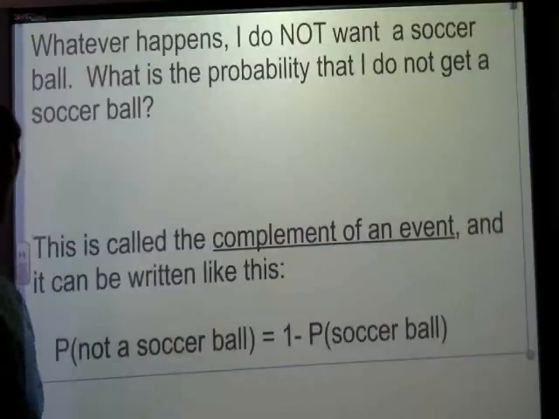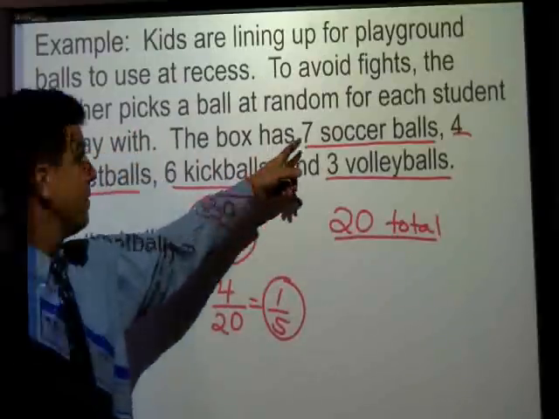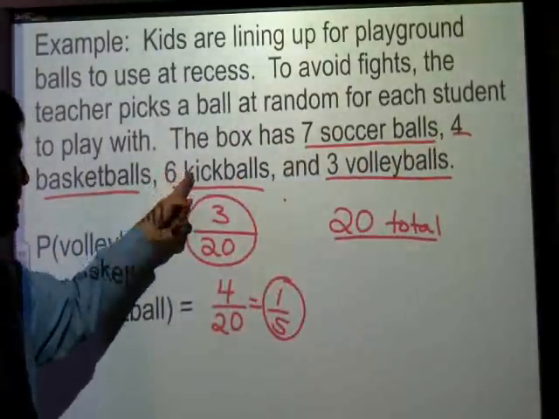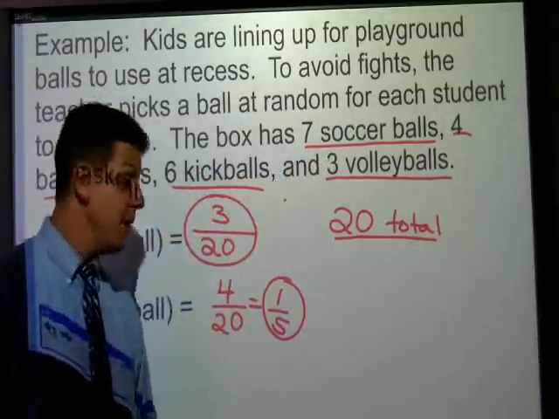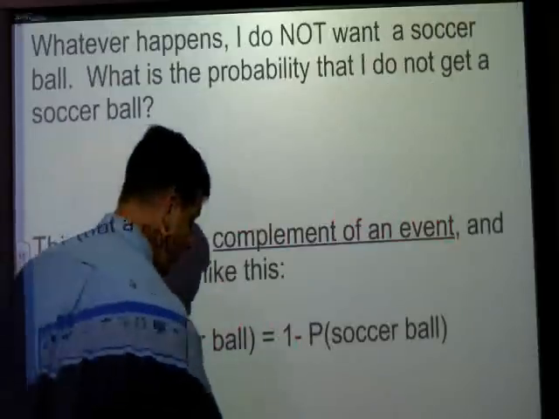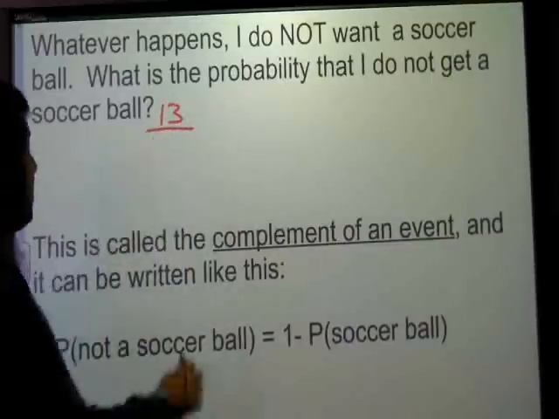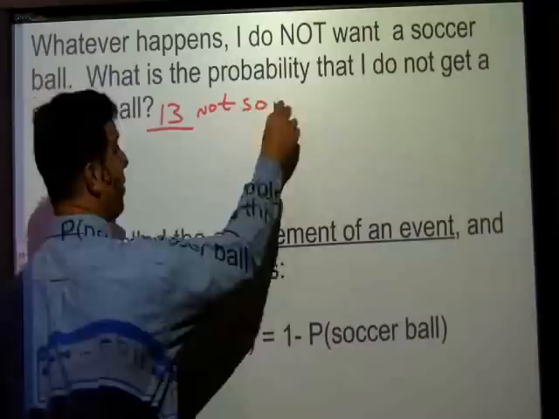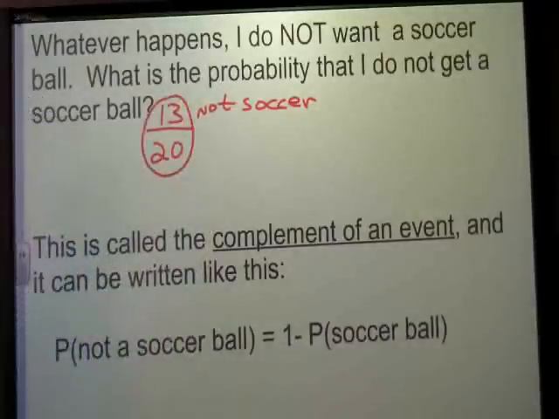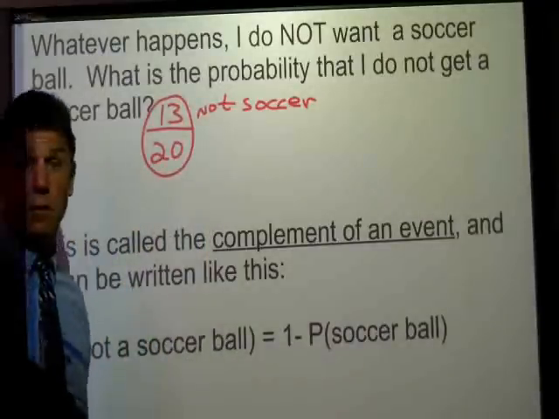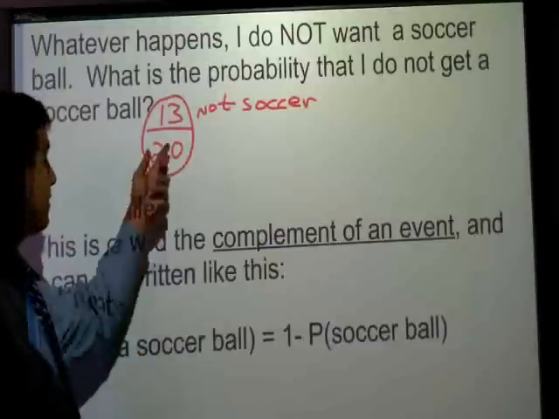Now, there's two ways to do this. First way is to go back and say, okay, well, there's 4 basketballs, 6 kickballs, 3 volleyballs. That's 4 plus 6 is 10 plus 3 is 13. So there's 13 balls that will allow me to have a favorable outcome. 13 balls that are not soccer balls out of 20 total. So the probability that you not get a soccer ball is 13/20, which is good. Right? It's more than half. So it's more likely that I don't get a soccer ball than I do get a soccer ball. Okay, so that's the probability.